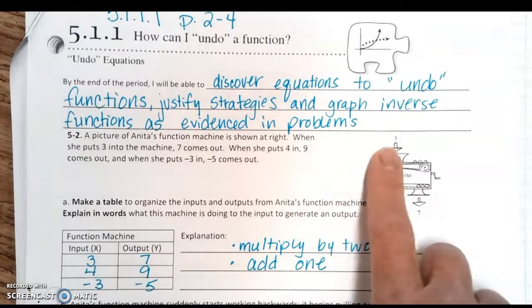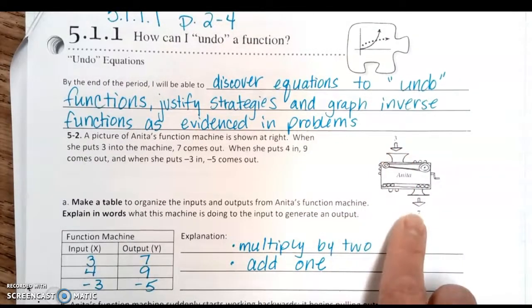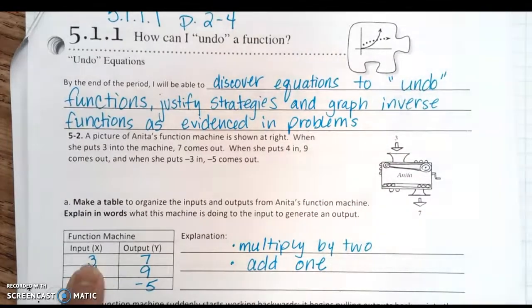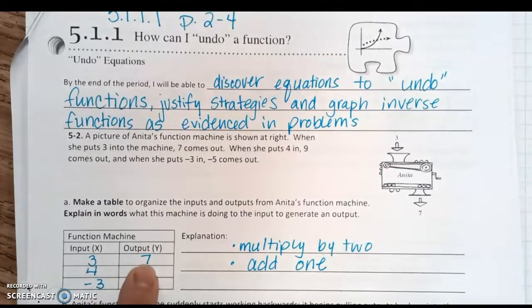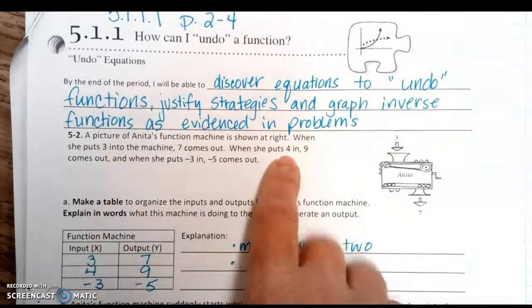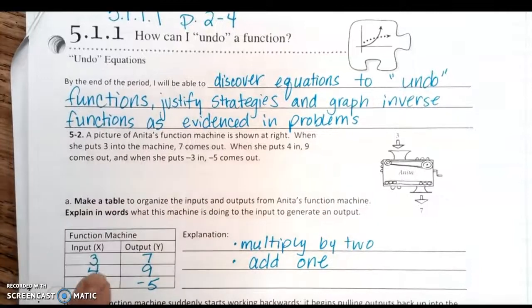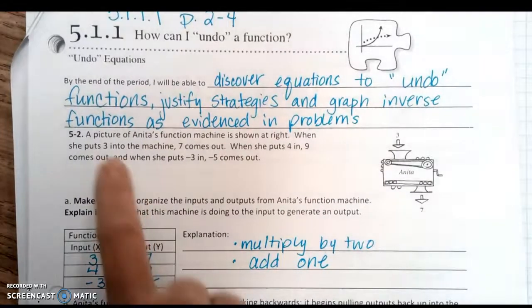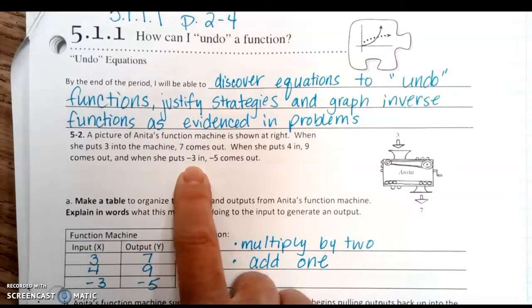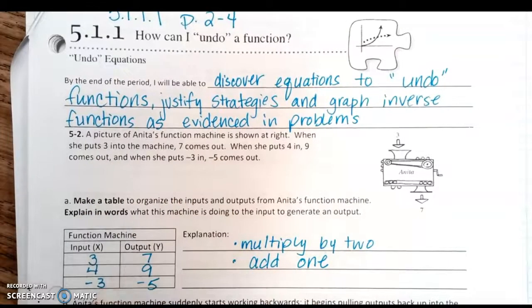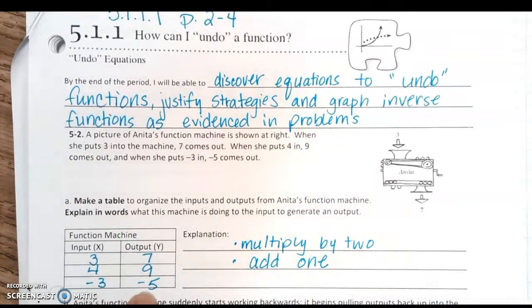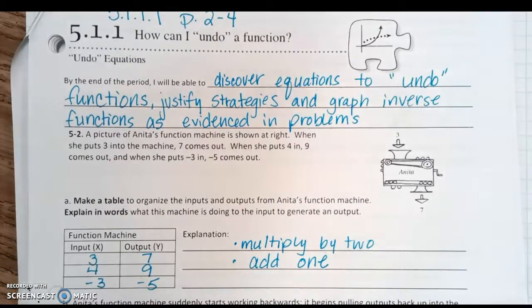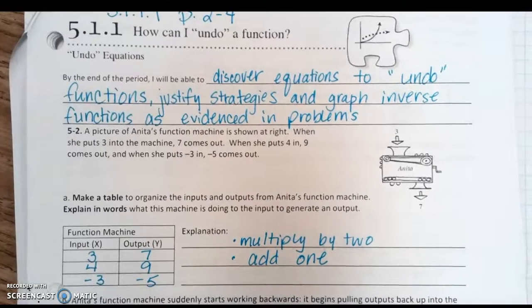Okay, so the first one she put in was a 3, and out came a 7. So you're going to input the 3, output a 7. Then it tells us she puts in a 4 and 9 comes out. And then the last one, she puts in a -3 and -5 comes out. So -3, -5. So what's happening inside that function machine?